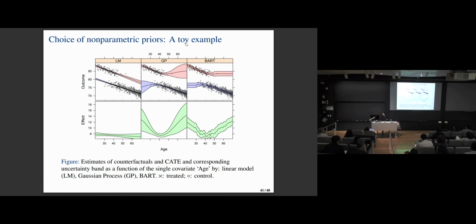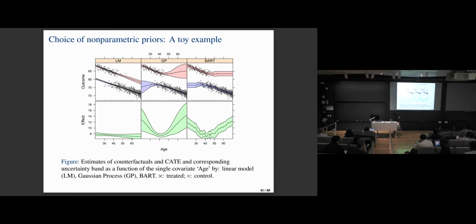So what I did is I simulate this data. It's a constant treatment effect, around 8, and I simulate it so that the treatment group and control group are very different. This is a simple case. Your linear model is good enough, but I also did Gaussian process and the BART. It's a very vanilla version.